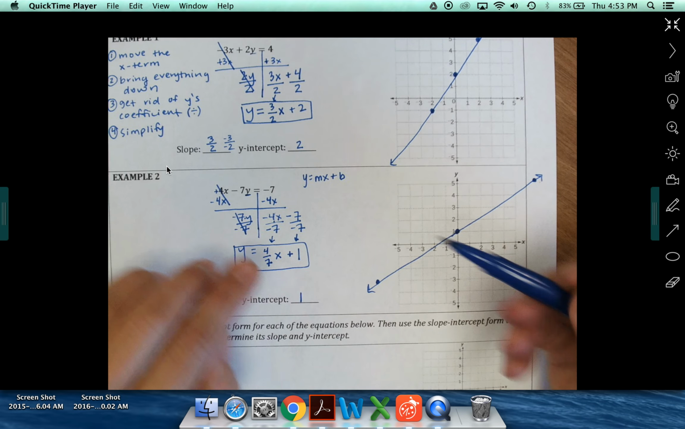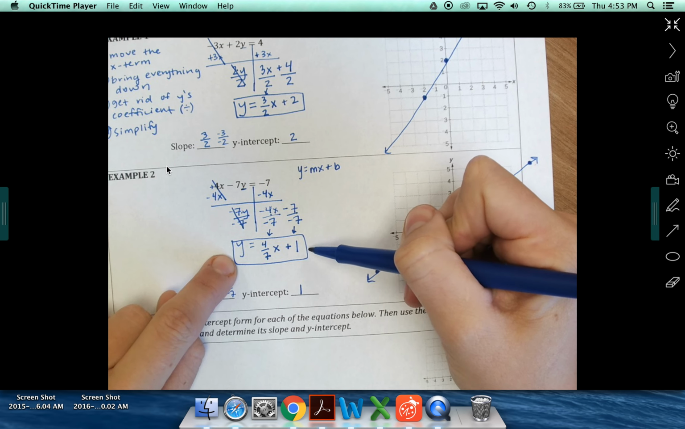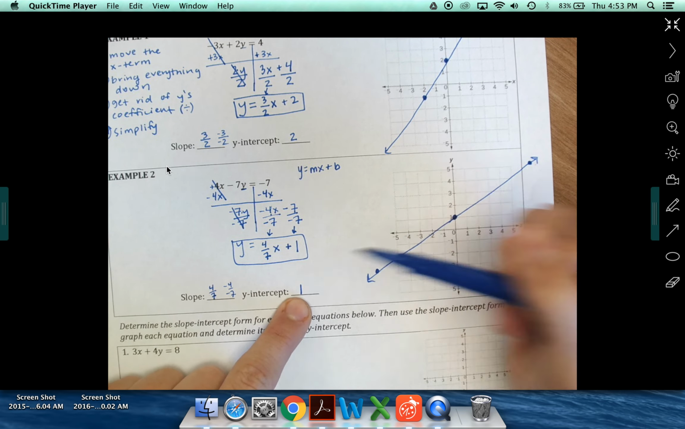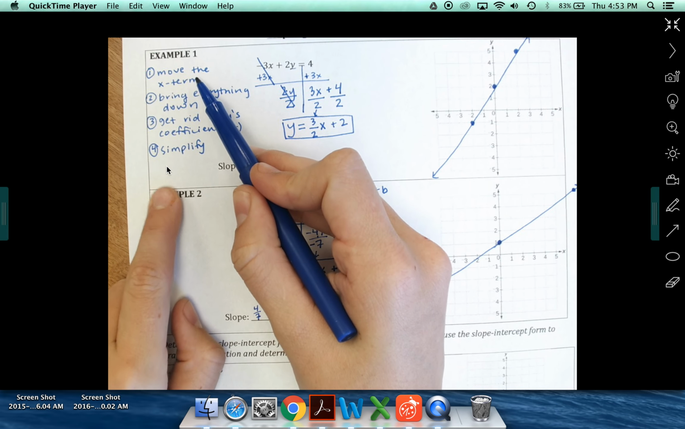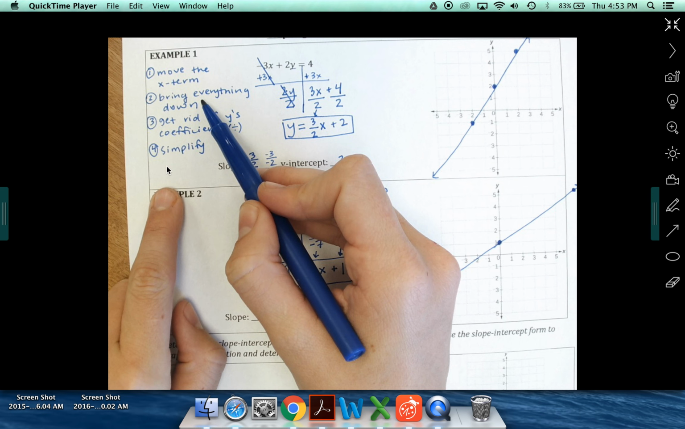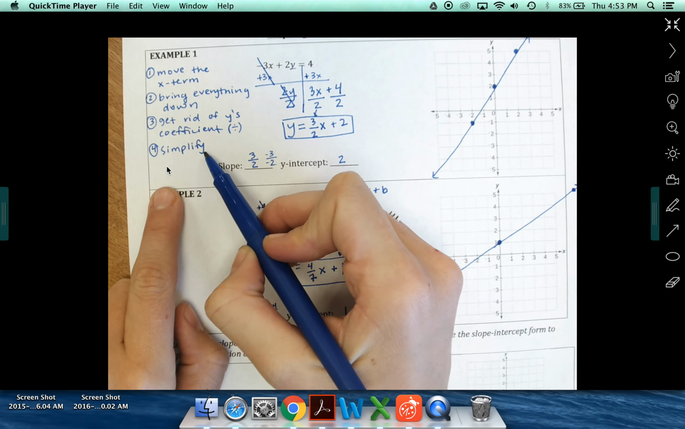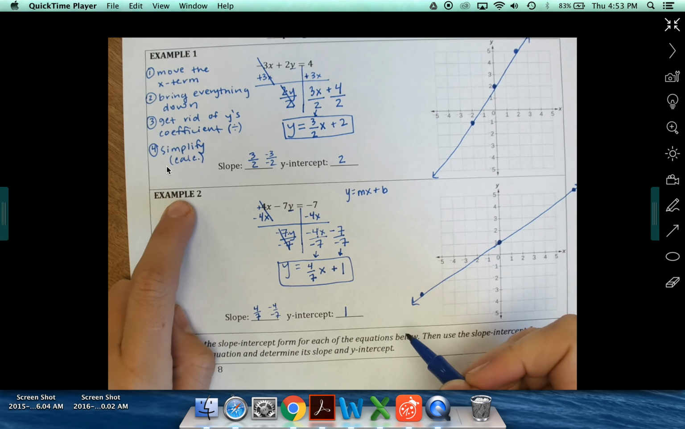Okay? So we went from standard form, got the y by itself, so we've got our slope-intercept form. It's easy to figure out our slope and our y-intercept once we do that. Okay, so you've got your steps here. Move the x term over by doing the opposite. Bring everything down. Divide by y's coefficient. And then simplify, which you can use your calculator for if you need to.